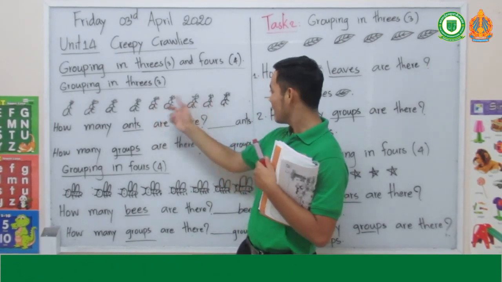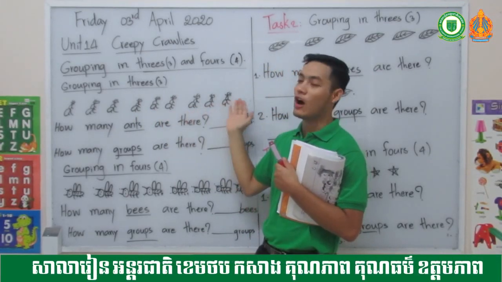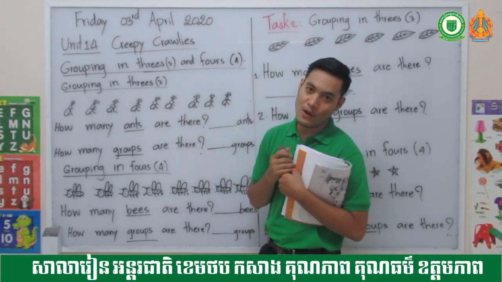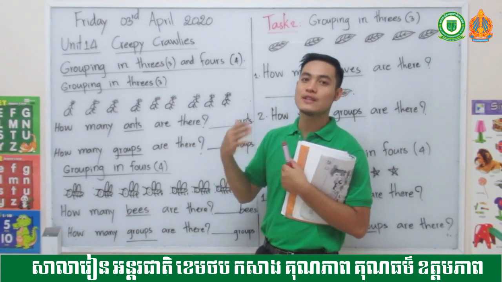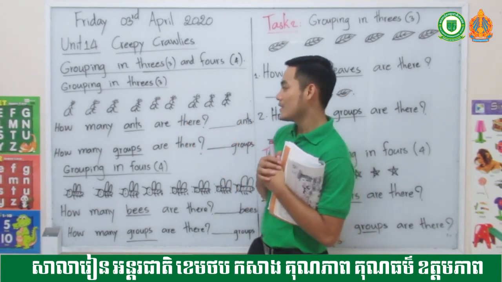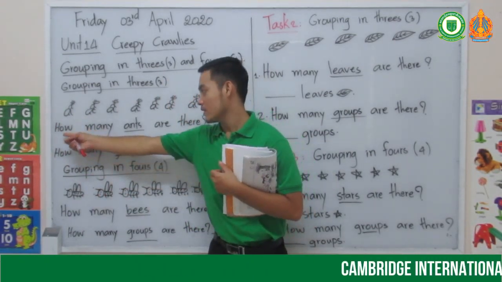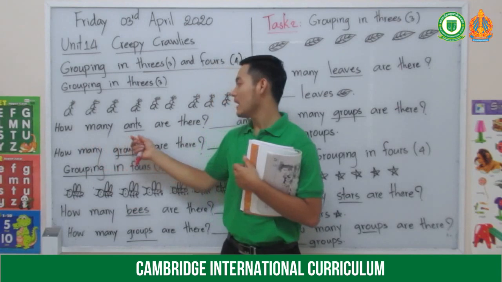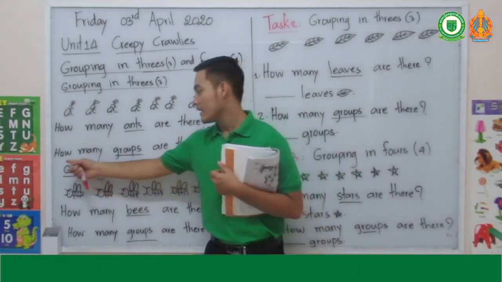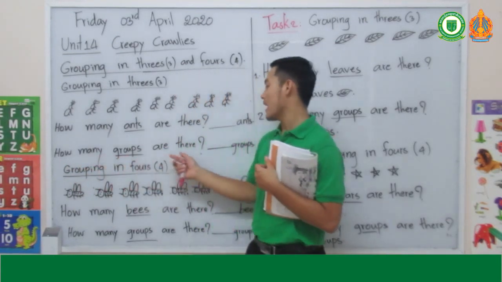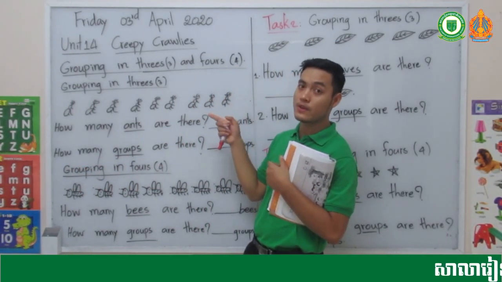Okay, here we look at ants. We really don't know how many ants there are or how many groups there are. So we need to do it together. Let me go to these 2 questions first. Question number 1, how many ants are there? Here you need to complete. And here, how many groups are there? Groups. So we don't know yet. So we're going to do it together.